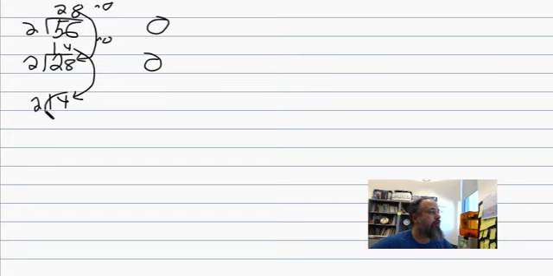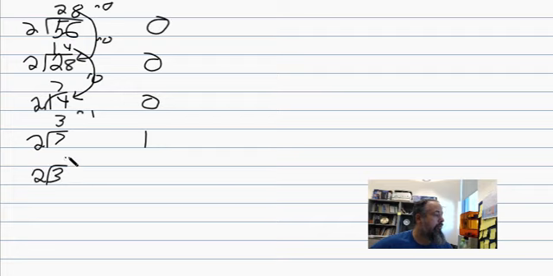14 divided by 2 is 7, with a remainder of 0. So I'm going to write a 0 over here. And again, I'm going to stop drawing those lines. The 7 comes down. 7 divided by 2 is going to be 3, and now we have a remainder of 1. So I'm going to write a 1 over here. And now the 3 comes down.